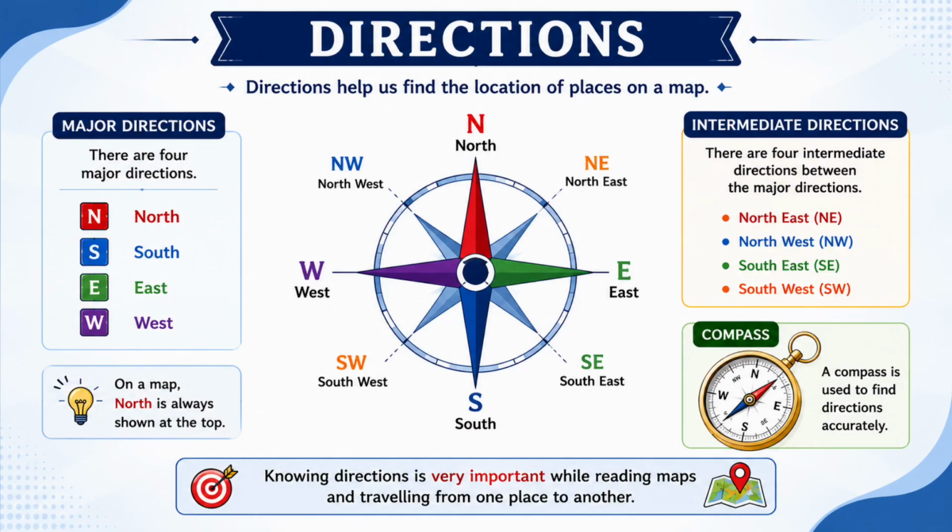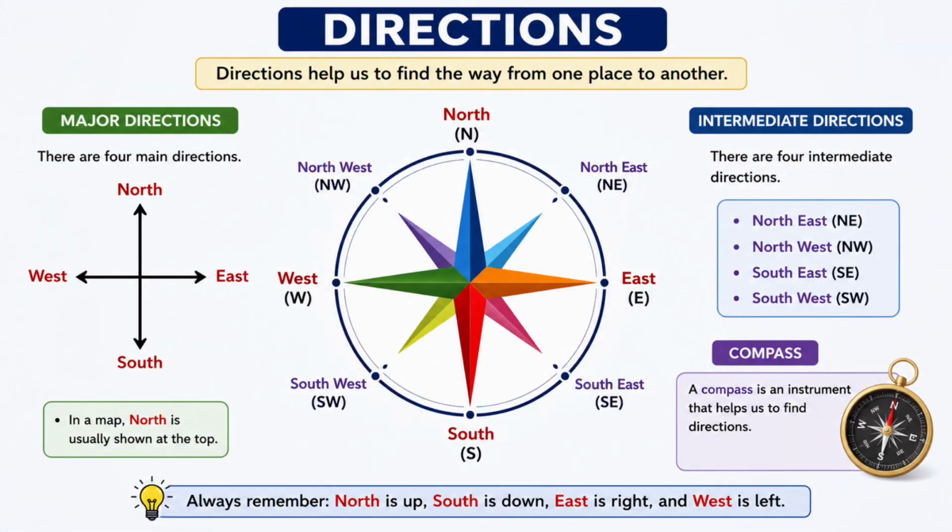Let us move to directions. Directions are very important while reading maps. The four major directions are north, south, east, and west. Usually, north is shown at the top of the map. There are also intermediate directions: northeast, northwest, southeast, and southwest. A compass is used to identify directions correctly. Without directions, understanding maps becomes difficult.